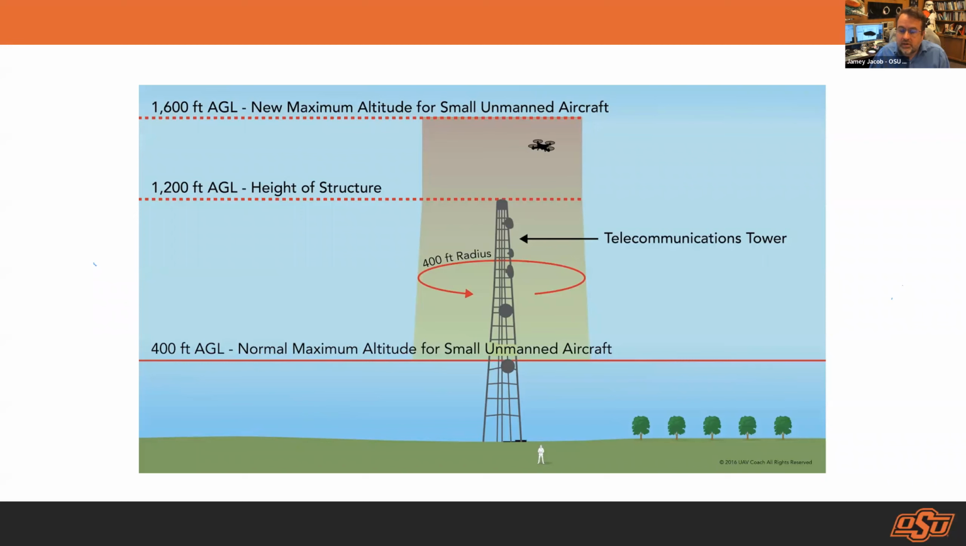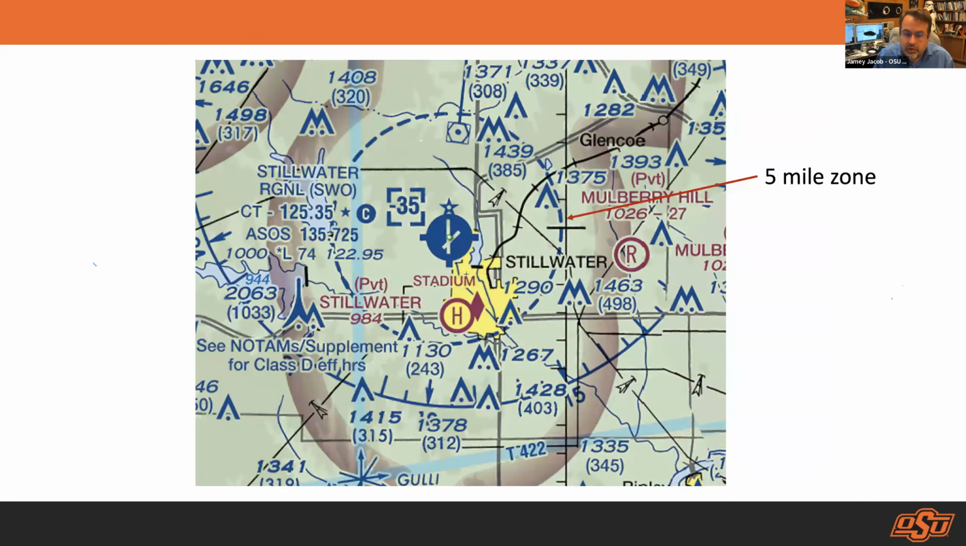Keep in mind that when you have something like a tower, however, you also have guy wires, and it's very easy to not be able to see those and accidentally fly into them. So you have to be extra cautious when you're flying these regions.